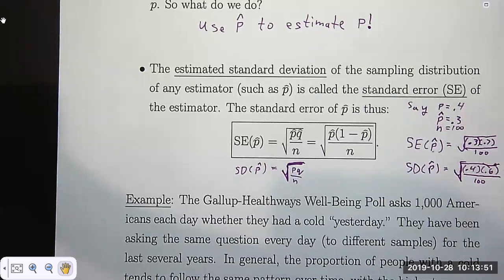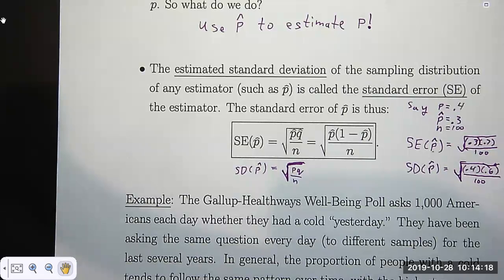All right, so the standard error is estimating the standard deviation of the sampling distribution. So it'll be close, but it may not be perfect. All right. Any questions with this? Any of the symbols or anything?